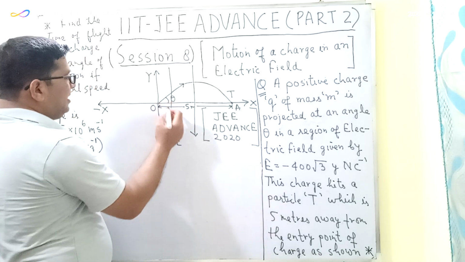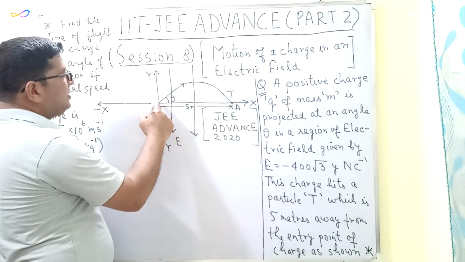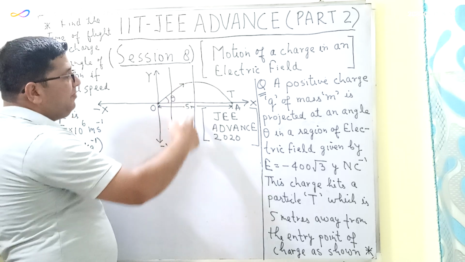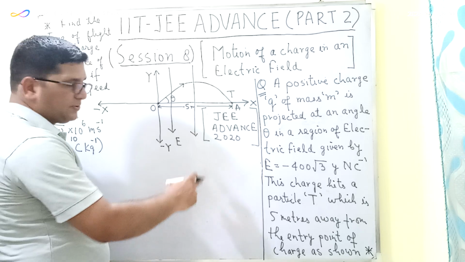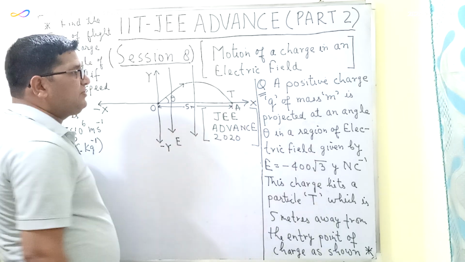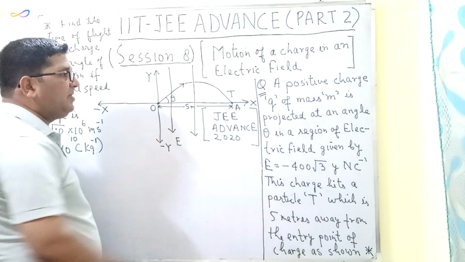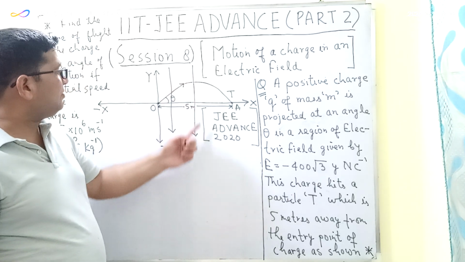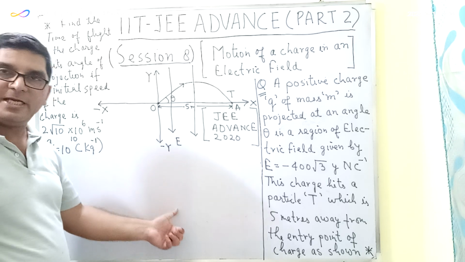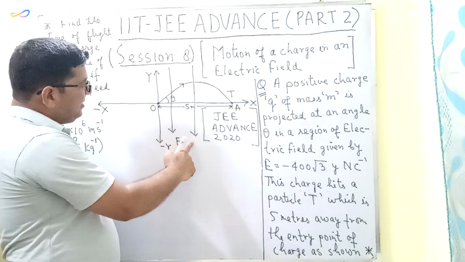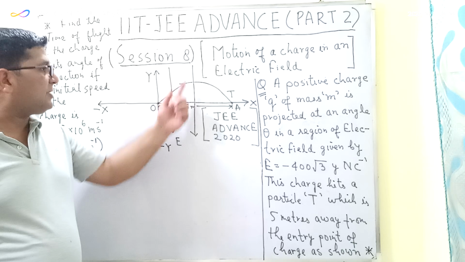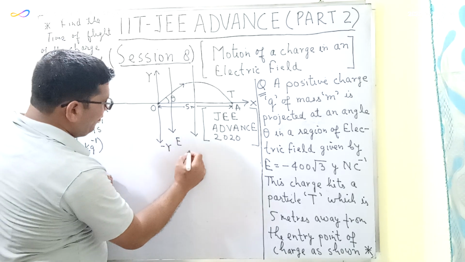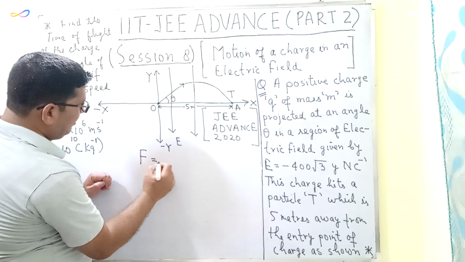So when this charge enters into this electric field region at this point O, then it will be experiencing an electrostatic force. Since it is a positive charge, the direction of the electrostatic force will be along the direction of the electric field. Here the direction of the electric field is along the negative y axis, as indicated by these two arrows. So the direction of the electrostatic force will also be along the negative y axis, and it will be given by the formula F is equal to QE.